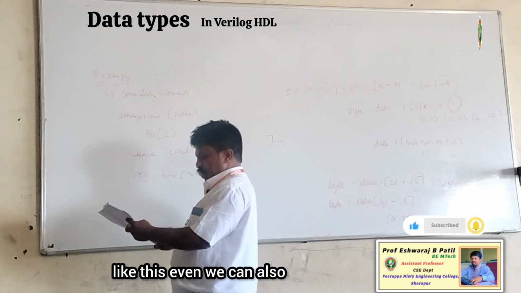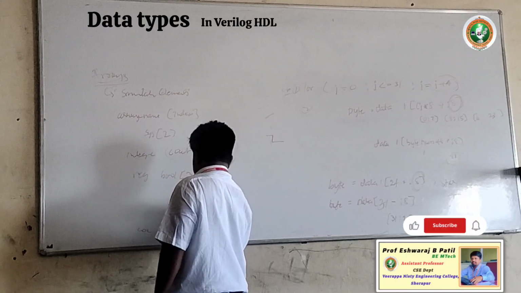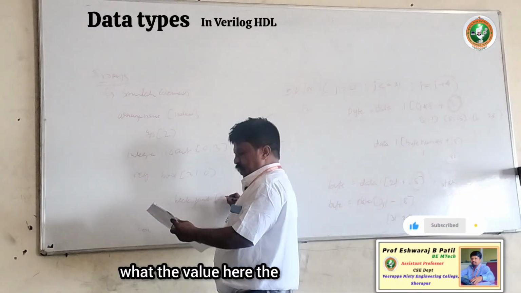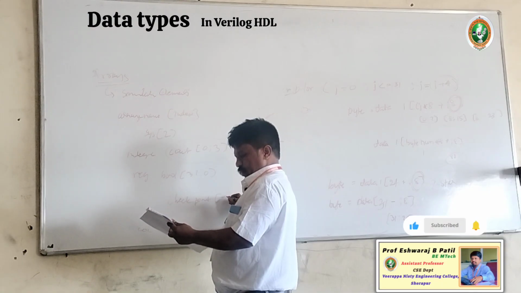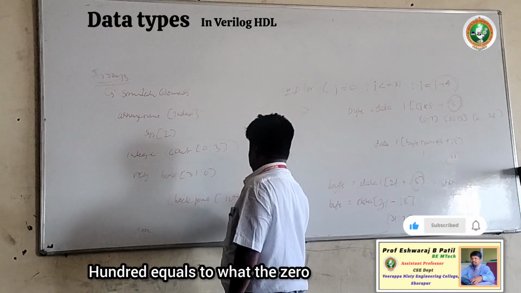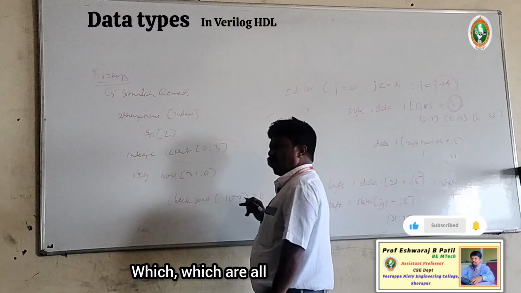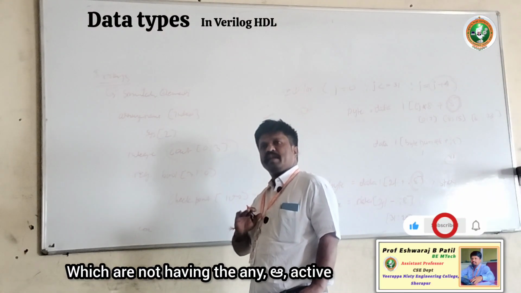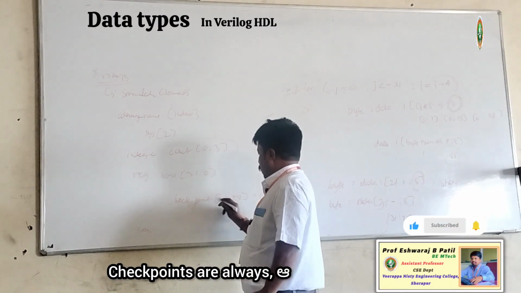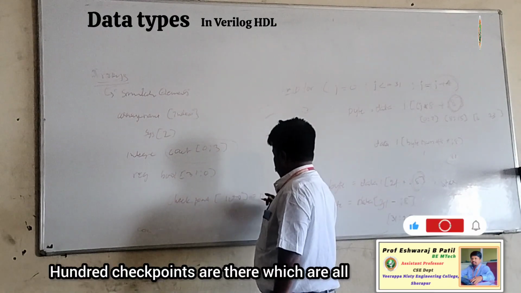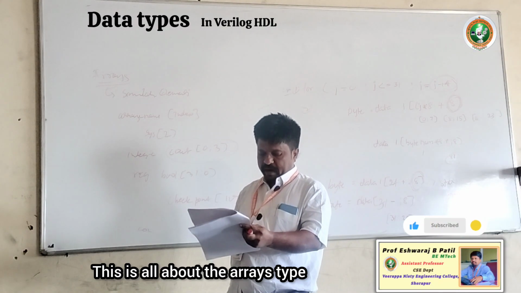Like this, you can also have checkpoints, with 100 checkpoints equal to 0. How many checkpoints are there? 100 checkpoints, and all of them are 0, none of them is active. They are all inactive only, not an active one. This is all about the array types.